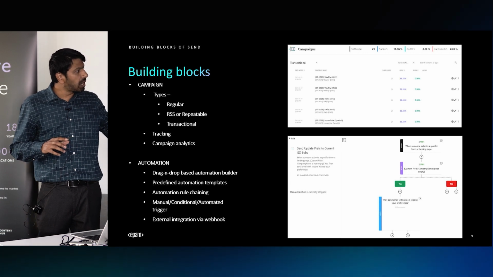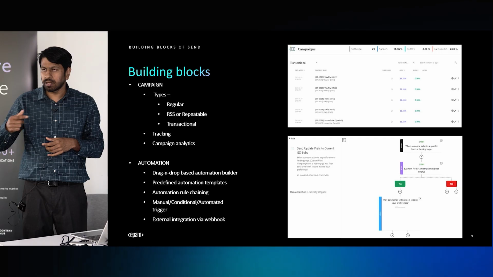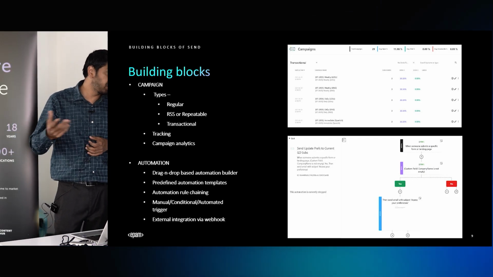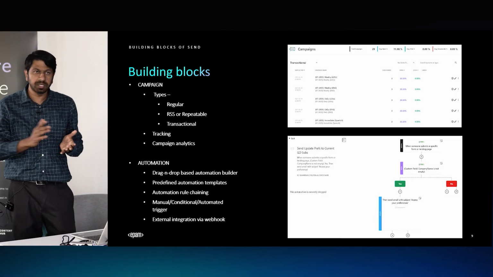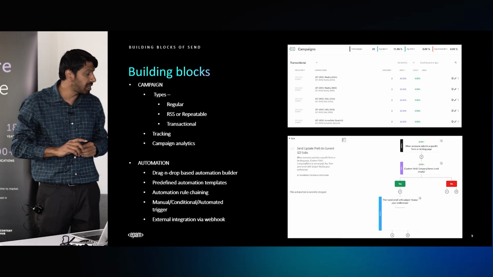Then comes your RSS and repeatable campaigns, which are like repeat emails. I know that I will be sending repeat emails every week. It can be a weekly newsletter and stuff. Or I want to send emails based on my RSS feed. So those things can be catered using this type of campaign.